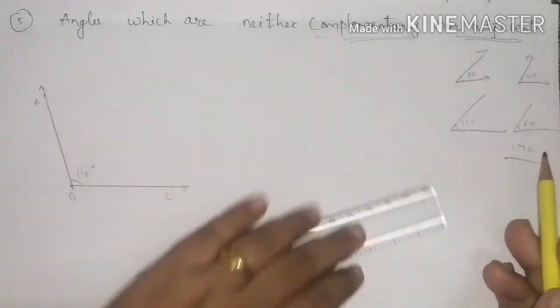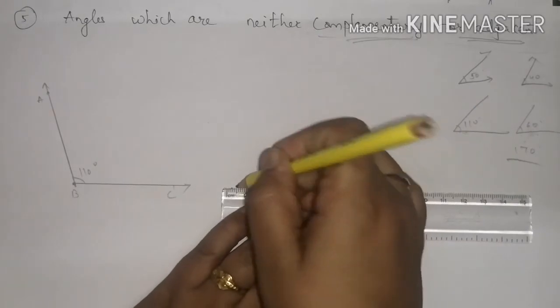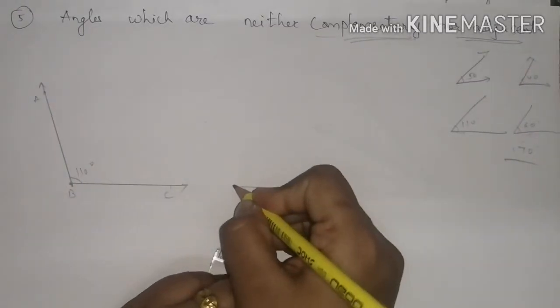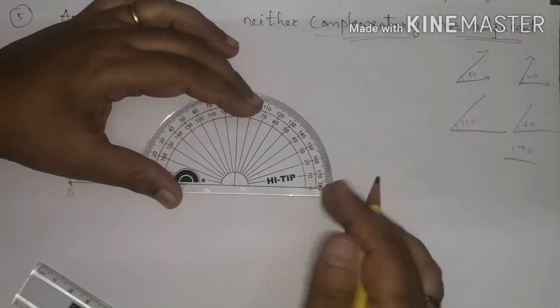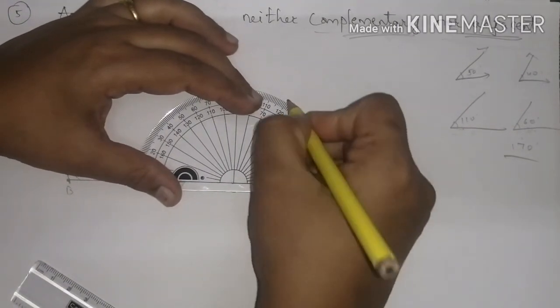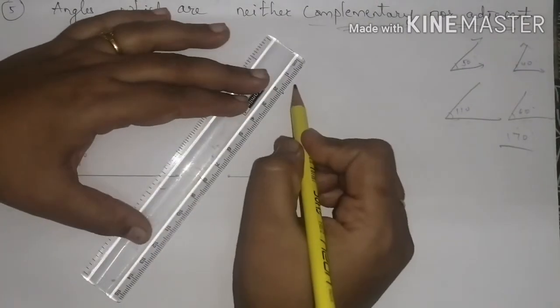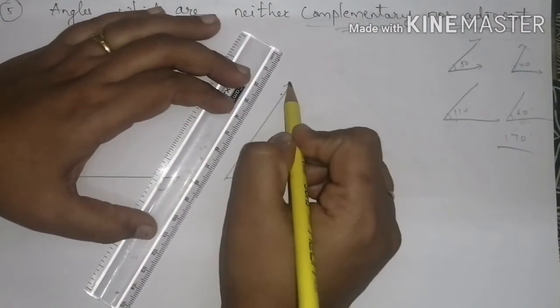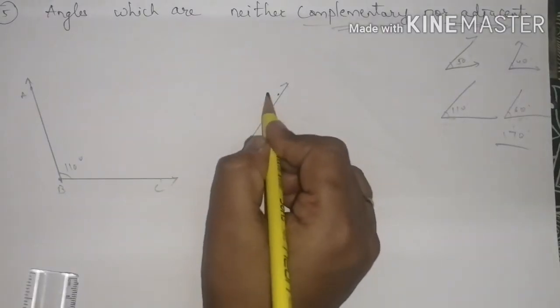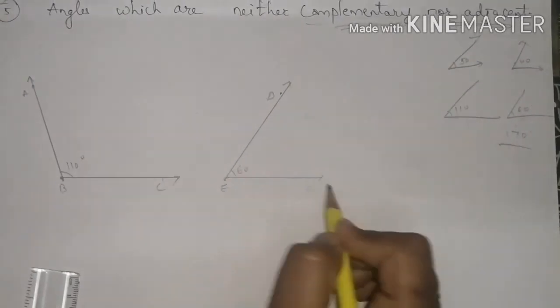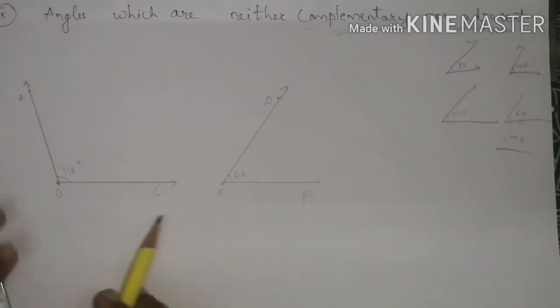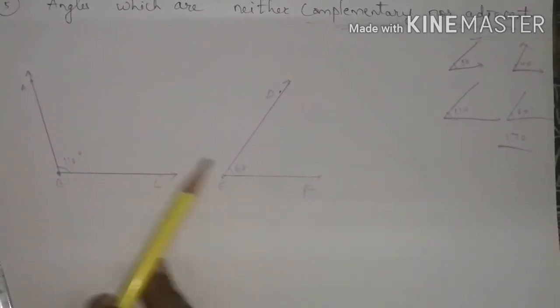I am taking it as 60 degree. Place your protractor, 60 degrees here. Let's name it DEF. This one is 60 degree. So these are the two angles.